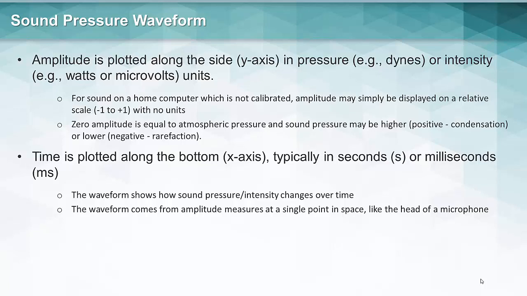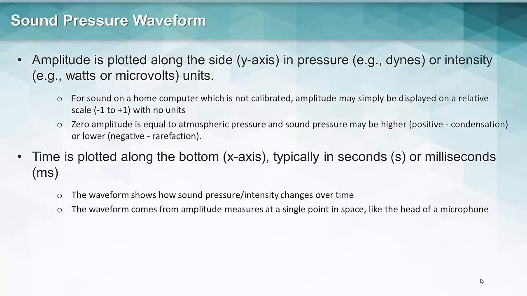The sound pressure waveform shows the amplitude of a sound as it changes over time. The amplitude is plotted vertically up the side along the y-axis. Amplitude is measured as pressure or intensity. Unless your equipment is calibrated, an absolute measure of amplitude isn't possible.